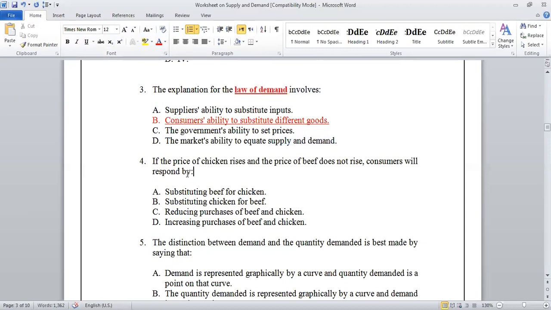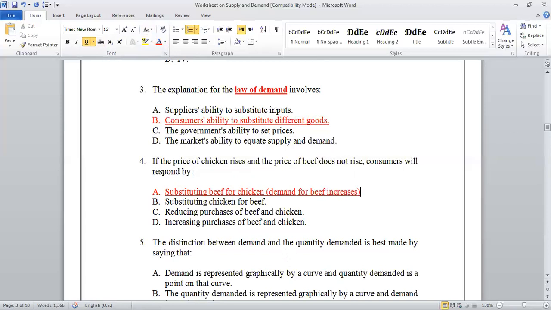Question 4. If the price of chicken increases, and the price of beef does not, consumers will respond by, so these are substitute goods. You have chicken and you have beef. When the price of chicken increases, what will people do with beef? Will they buy more or less beef? They will buy more beef, and therefore they will substitute beef for chicken. They will buy beef instead of the chicken. And so basically this means that the demand for beef increases.